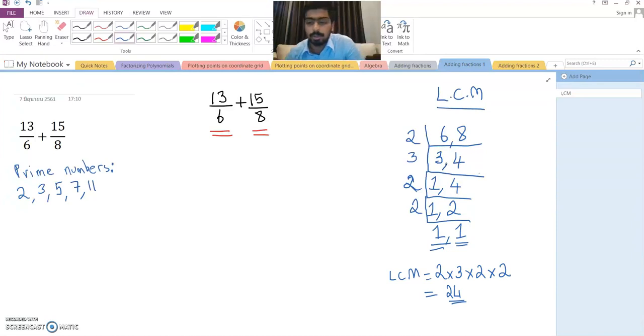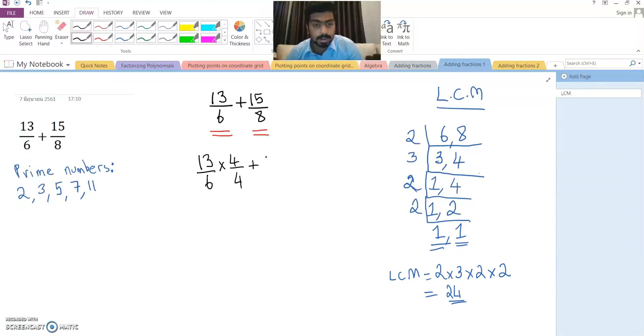Alright guys, so we have the lowest common multiple as 24. So now we have to change the denominators to the lowest common multiple, which is 24. So how can we change it? The first fraction we have is 13 over 6. Now 6 multiplied by what number gives us 24? So 6 times 4 gives us 24. Or in other words, 24 divided by 6 is equal to 4.